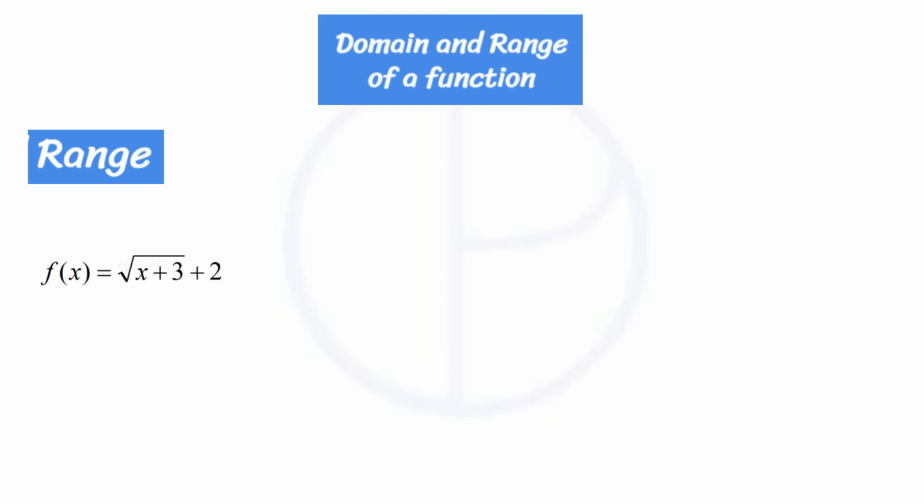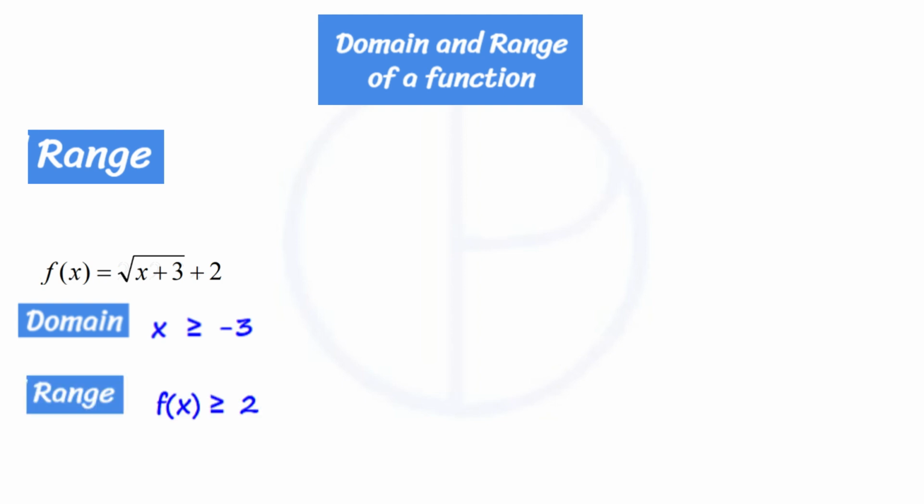Next, f of x equal to square root of x plus 3, plus 2. So in this, when the expression square root of x plus 3 is equal to 0, f will become 0 plus 2, which is 2. That will be the minimum value. So f of x will be greater than or equal to 2 is the range of this function.